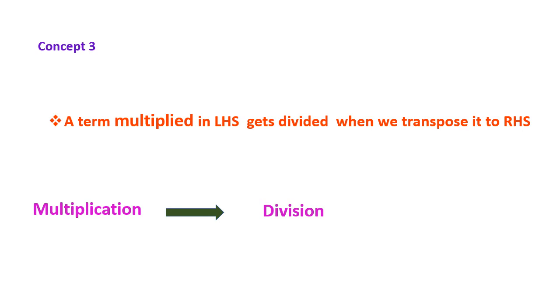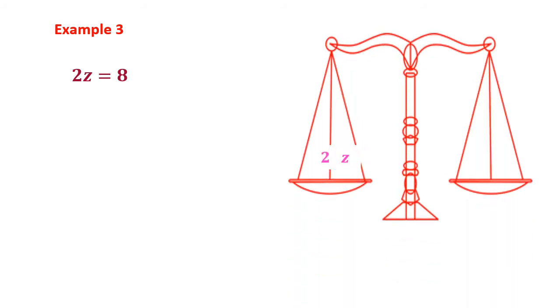Now let us move to the next concept. A term multiplied in LHS gets divided when we transpose it to RHS. Multiplication becomes division when it is transposed to RHS. Let us understand this with an example. Here you can see we have taken 2z in LHS and 8 in RHS. Here is the balance with 2z in LHS and 8 in RHS.